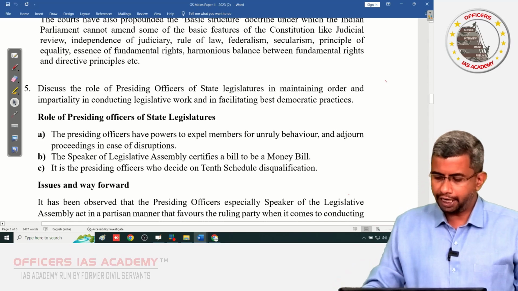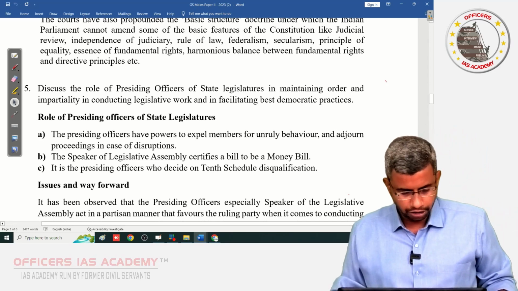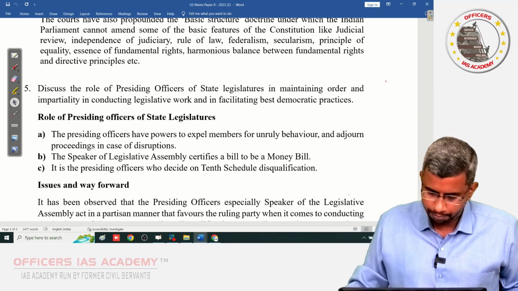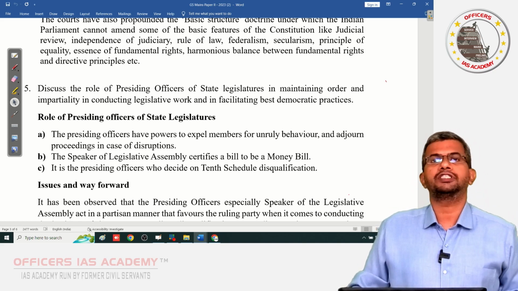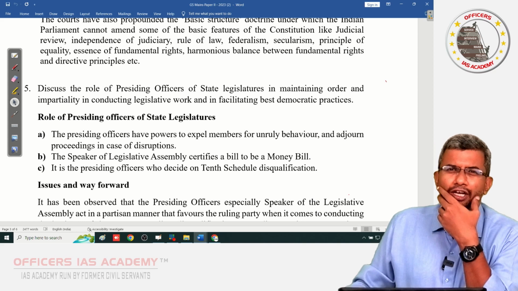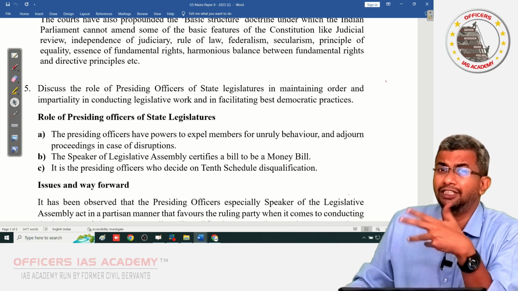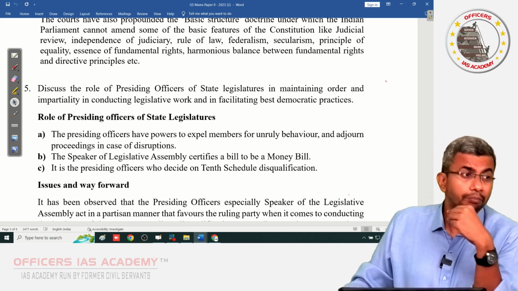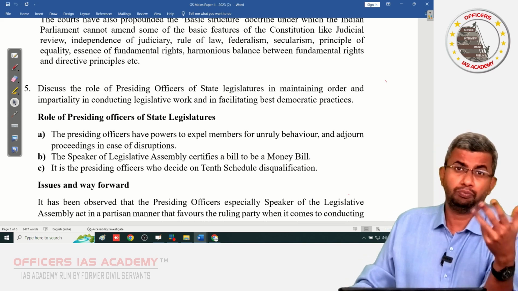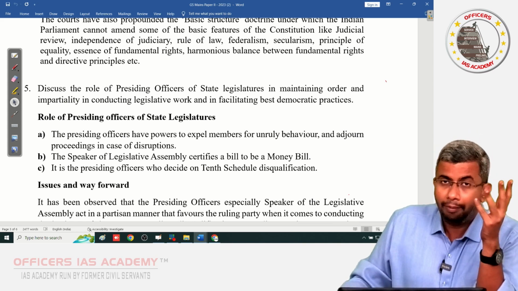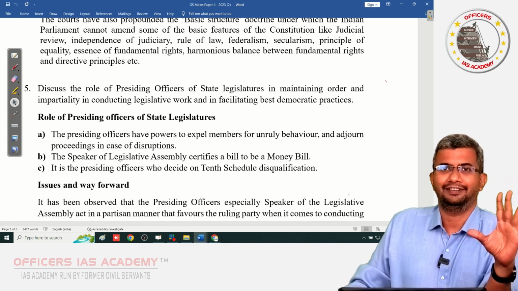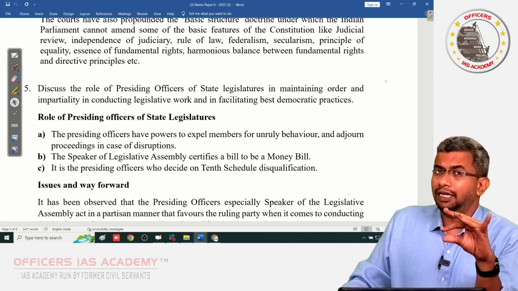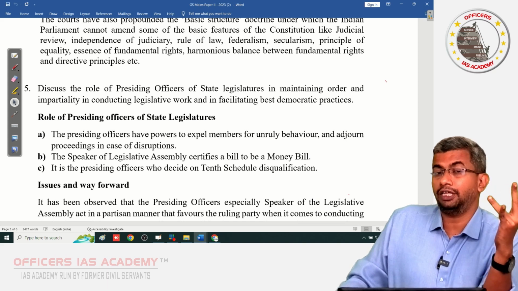Discuss the role of presiding officers of state legislatures in maintaining order and impartiality in conducting legislative work and in facilitating best democratic practices. So what is legislative work? So guys, why could this question have been asked? Because of the Maharashtra crisis, possibly. That doesn't mean you have to explain the Maharashtra crisis. This is a static, generic question. This is very similar to the question which was asked in 2020.